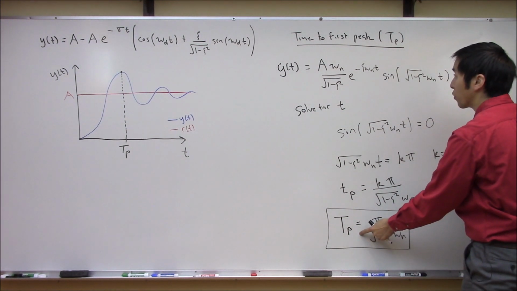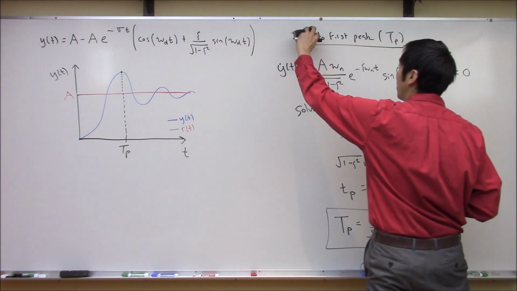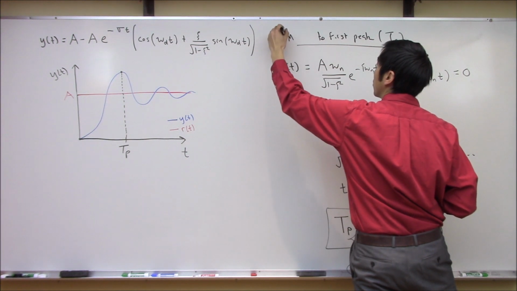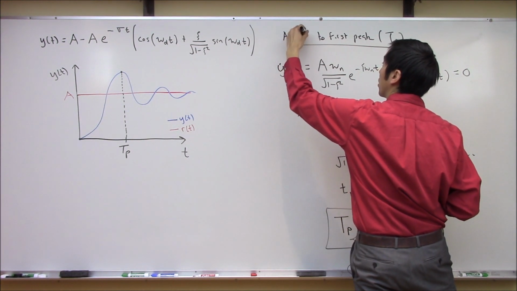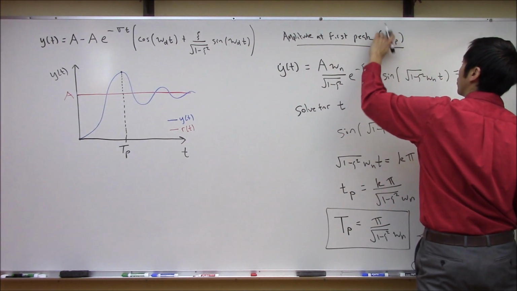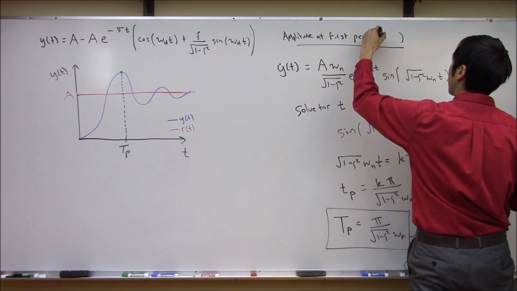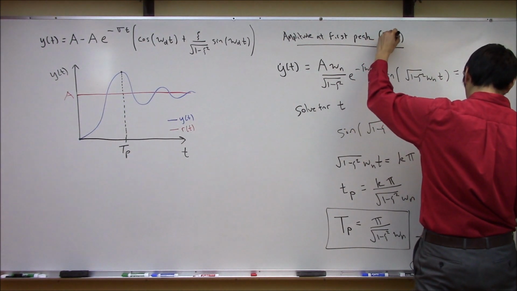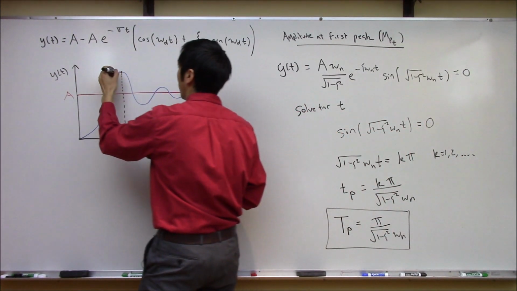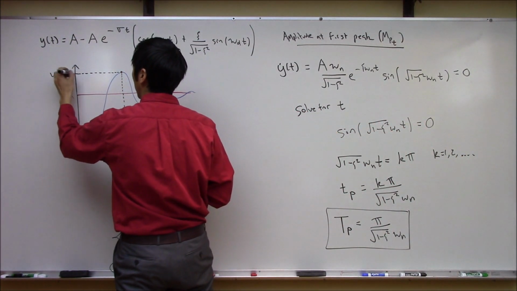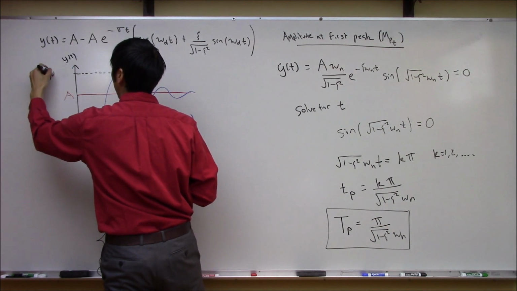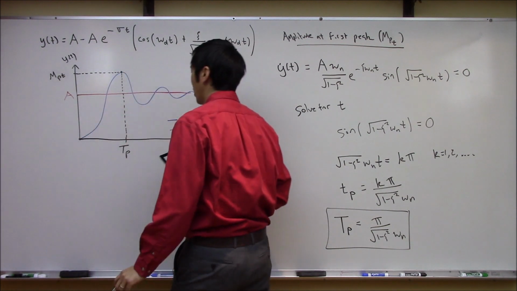So you know what? If we have the time to first peak, it would be really easy now to get the amplitude at the first peak. And this is sometimes referred to as M_PT. Graphically, on the picture, that looks like this over here. Here is M_PT, the magnitude at the first peak.